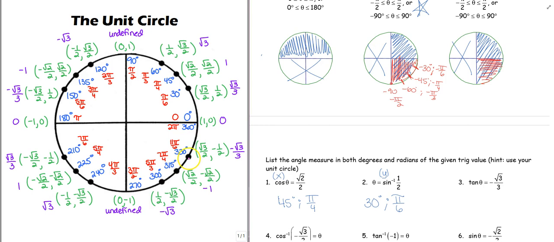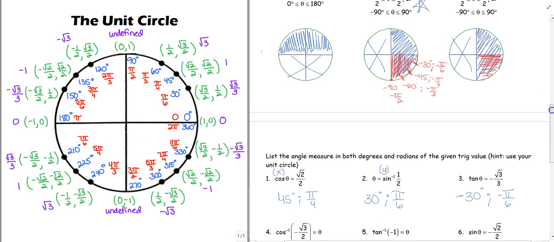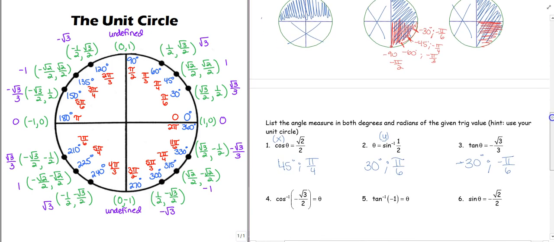But we have to be careful because anything that falls in that quadrant 4, we have to use negative angle measures. So although it is at 330 degrees, the proper way to write that is negative 30 degrees. Instead of 11 pi over 6, we write a negative pi over 6. Always making sure that we're using those correct bounds.